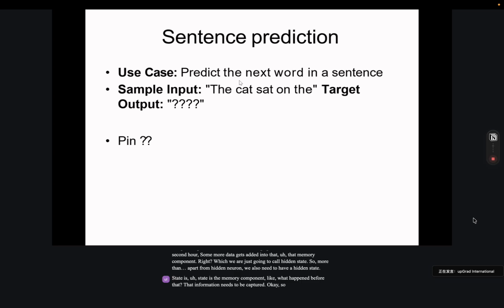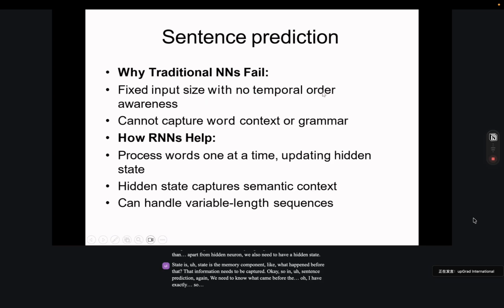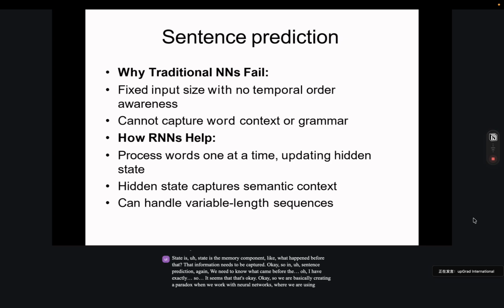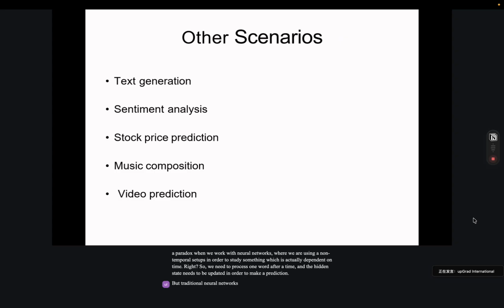So in sentence prediction, again, we need to know what came before the. Oh, I have exactly the same sentence. Okay, so we are basically creating a paradox when we work with neural networks, where we are using a non-temporal setup in order to study something which is actually dependent on time, right? So we need to process one word after time, and the hidden state needs to be updated in order to make a prediction. But traditional neural networks don't really work that way.